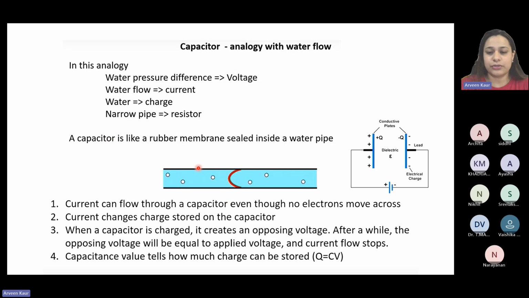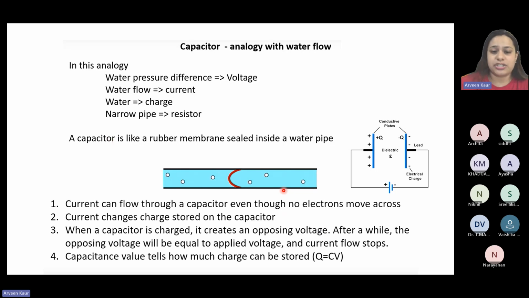So current can flow through the capacitor even when no electrons move, right? So even when there is no charge or water crossing, current can actually pass from this end to this end, right? Why? Because the rubber is not remaining like this. It is expanding a little. So it is allowing current to flow.